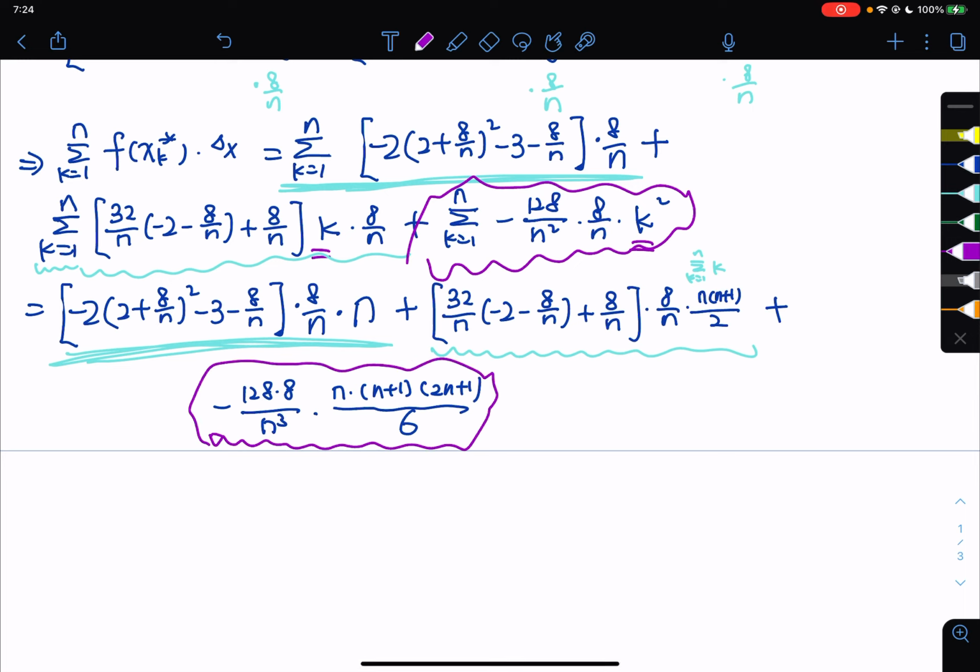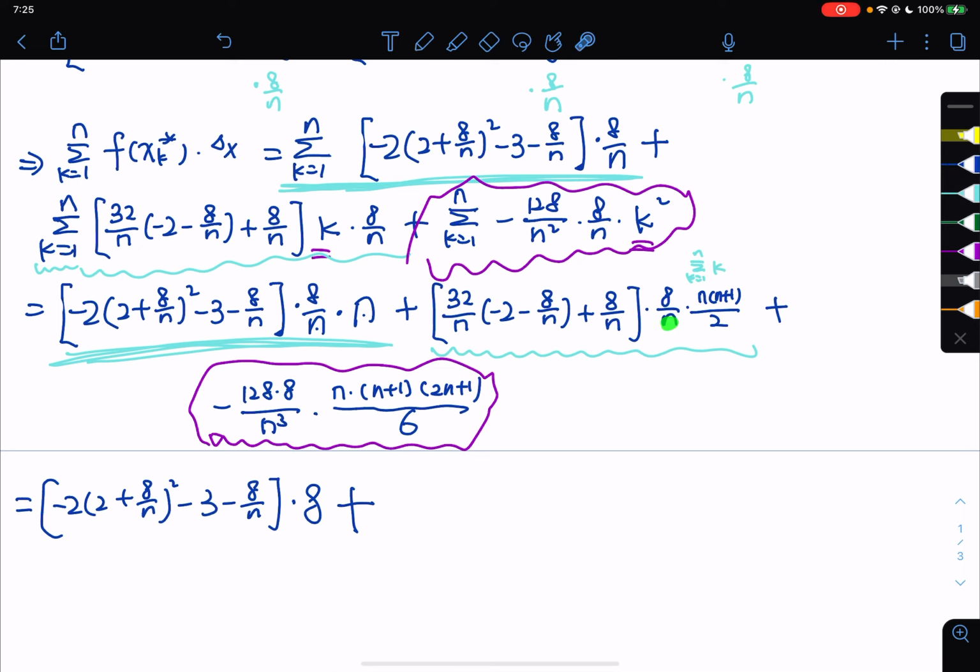So what I need to do is I'm going to have to send n to infinity and see what's going to happen. You could have cleared it up a little bit here if you want to, or you can take the limit while cleaning things up. Either one works. If you were to clean up, say, for example, the n can be canceled right away, right? So what you have is this times 8. So what I'm going to do is negative 2 plus 8 over n squared minus 3 minus 8 over n. The n canceled from here to here, so I have multiply 8 outside.